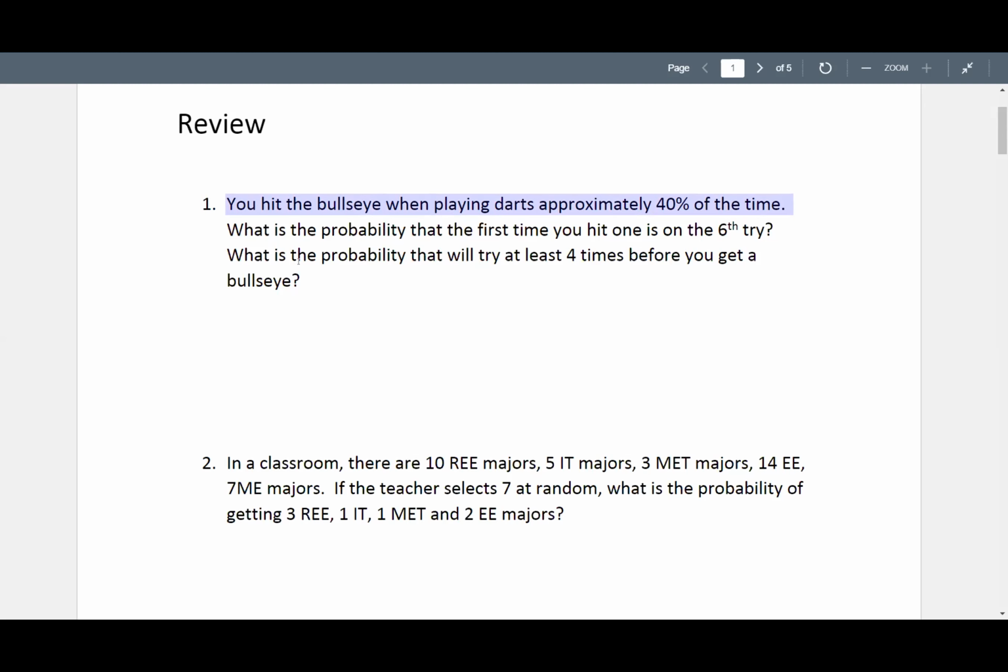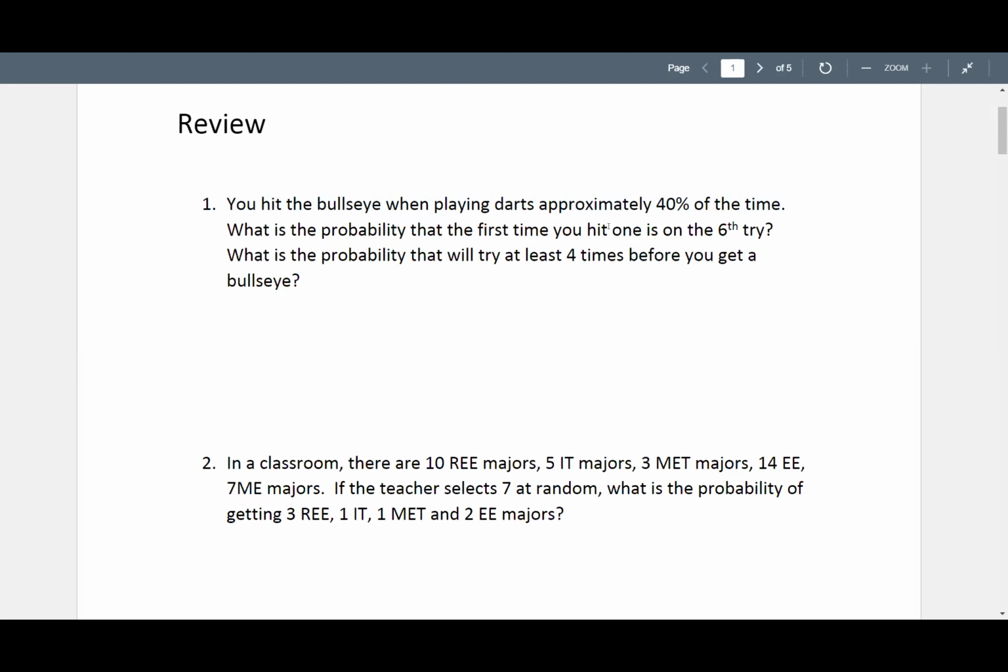Anyone? You either hit it or you don't. So binomial. Yes, it could very well be binomial. Yep, that's crystal clear. And then I could ask you something like I did here, where the first time you hit it is on the 6th try. Then that makes it geometric. Well done, Tim. Well done.